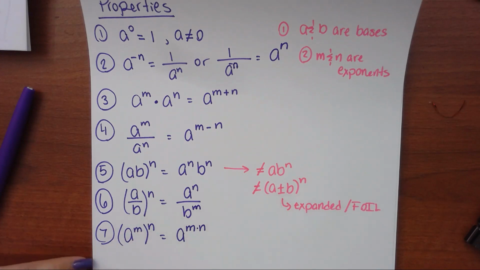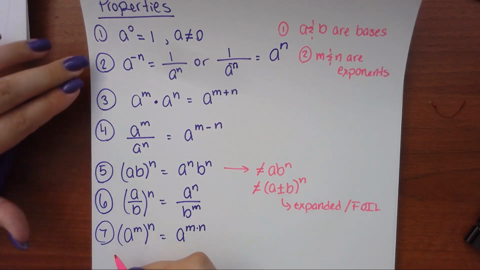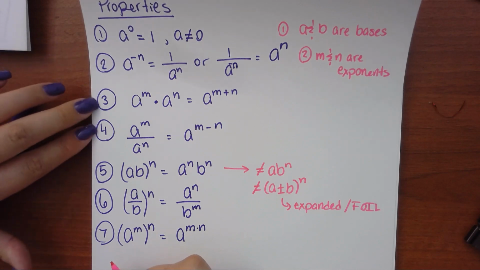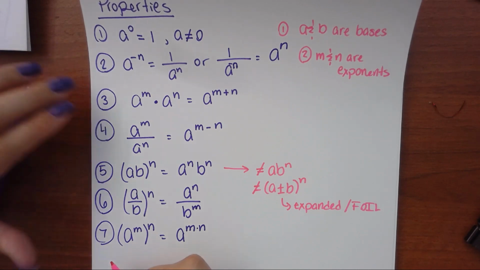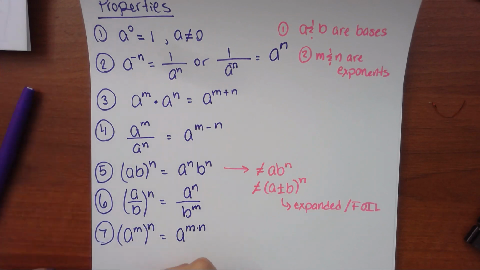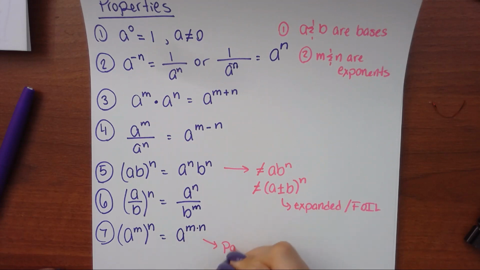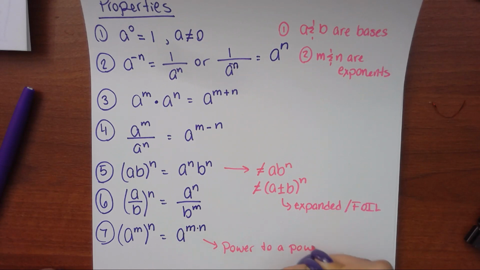This last one is really important as well. I would say that this last one, the second one, and 3 and 4 are going to be really, really widely used in what we do today, but all of them are very important. A to the mth power to a power of n is when we multiply our exponents together. This is the only time that we multiply exponents together, is when we have a power to a power. So a power raised to a power. That's the only time that we're going to multiply our exponents, okay?